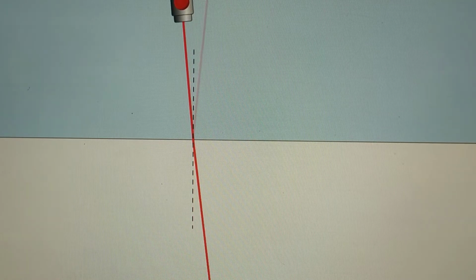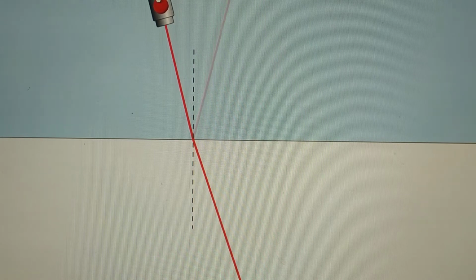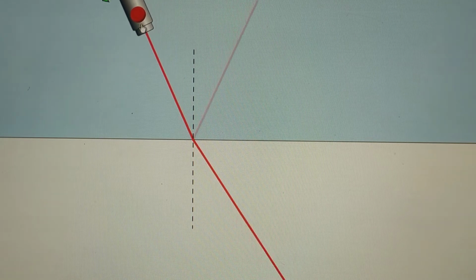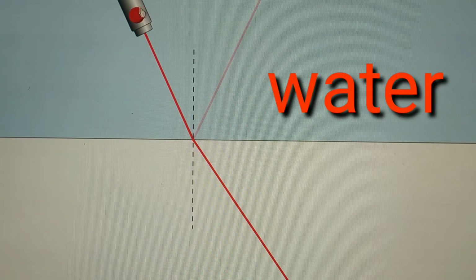Look at this simulation. Here, light travels from water to the air. That means light travels from the denser medium to the lighter medium. So what is happening? Now the angle of incidence is exactly 0 degrees. So I am increasing the angle of incidence. Look at the example carefully. So light is refracted. Look at this, the light is simply bending. It's refracted and some of the light is reflected to the first medium.